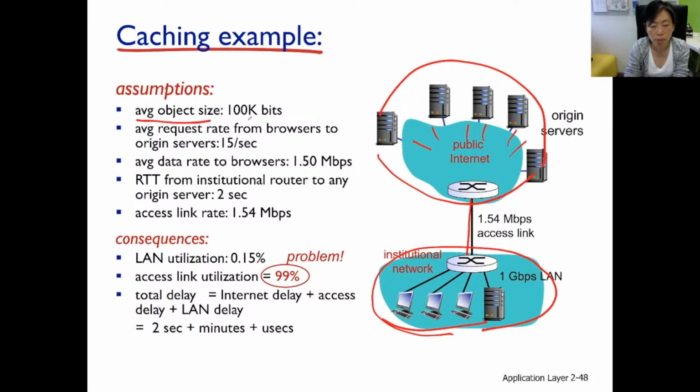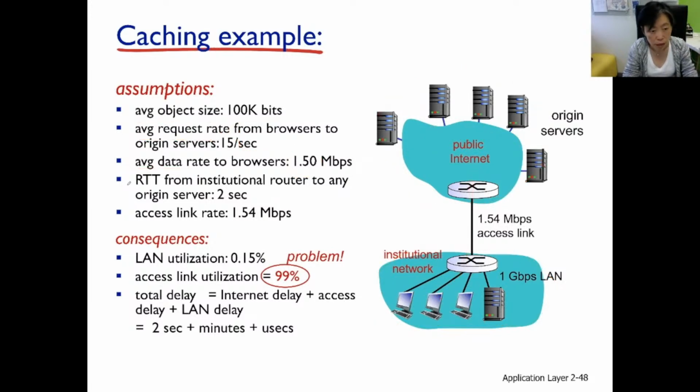The average object size being 100 kilobits, and the average request rate being 15 objects per second. Then multiply the two, you get the average bit rate coming down this way, and that is 1.5 megabits per second.